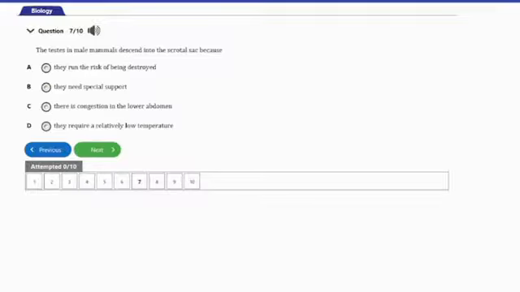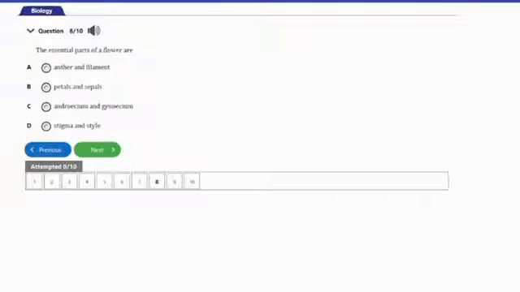So let's go ahead and consider the next question, question number 8. It says, the essential parts of a flower are: A, anther and filament. B, petals and sepals. C, androecium and gynoecium. D, stigma and style. The answer to this question is option C. The androecium and the gynoecium are the essential parts of the flower. That's the male and the female parts of the flowers.